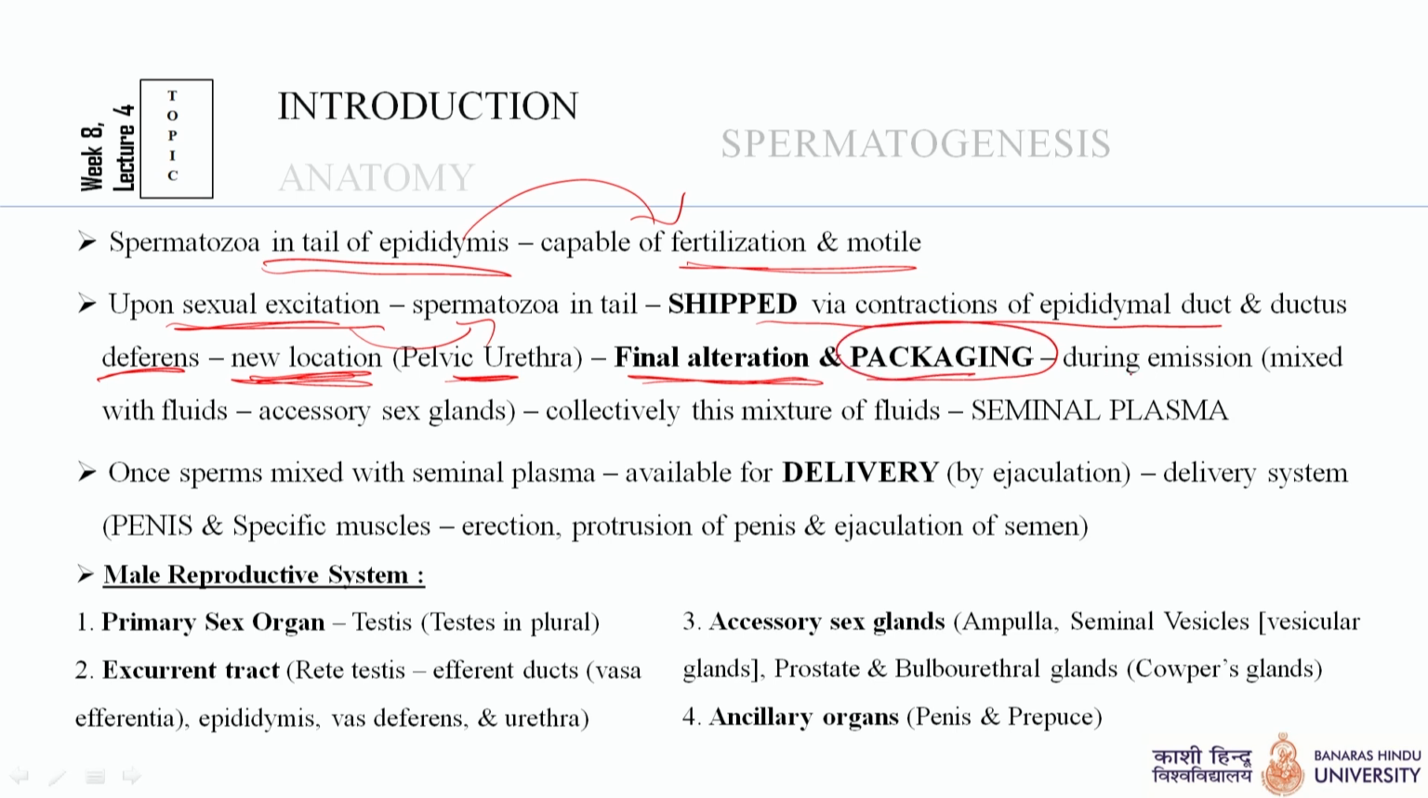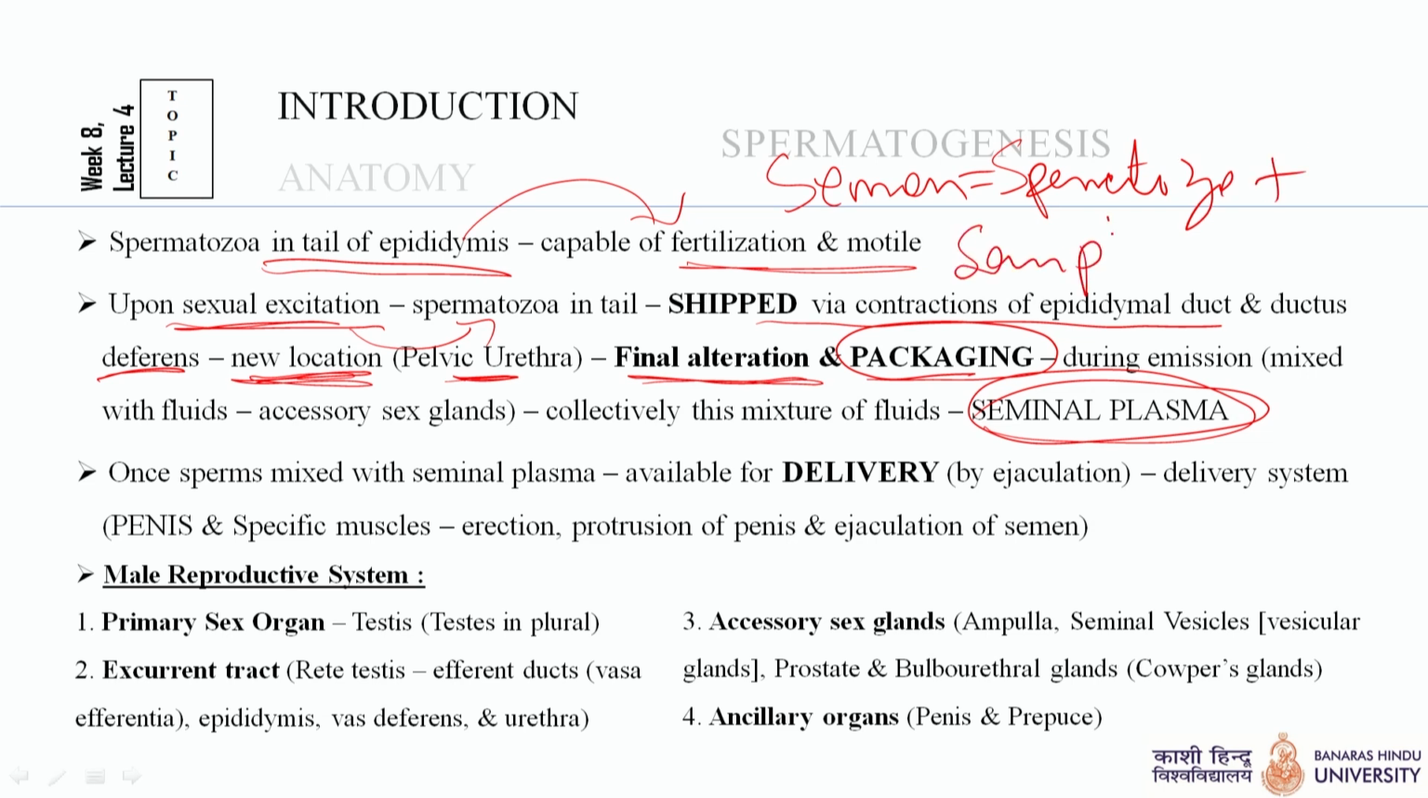Once it is packed, then during the emission process, it is mixed with the fluids from the accessory sex glands, and collectively this mixture of fluids is called seminal plasma. So when you say semen, it contains spermatozoa and seminal plasma. This is called semen. Ultimately it reaches the final alteration, the packaging is done, and it reaches the pelvic urethra.